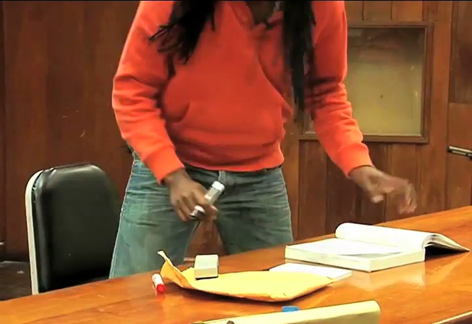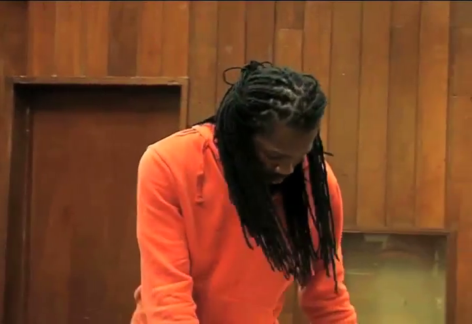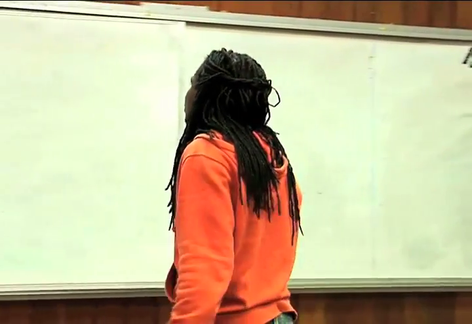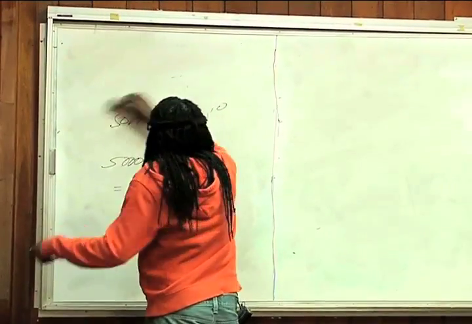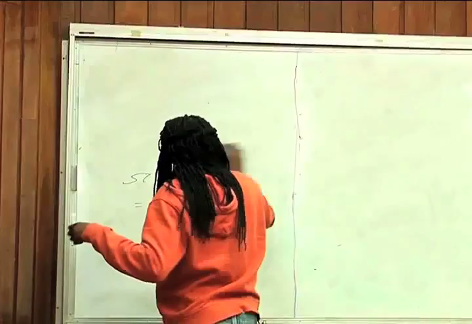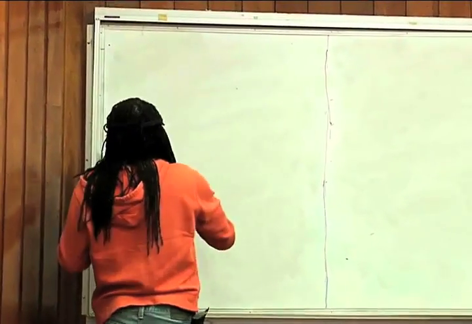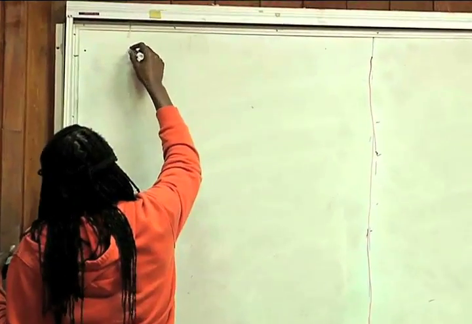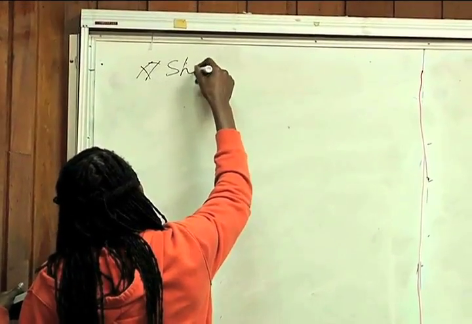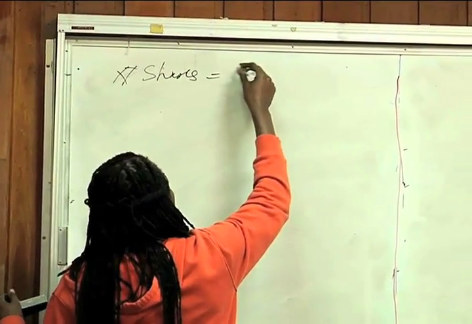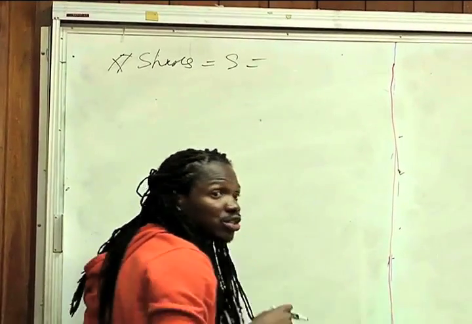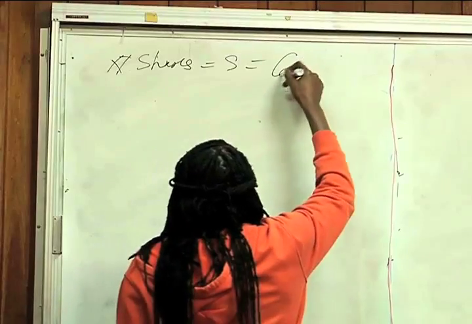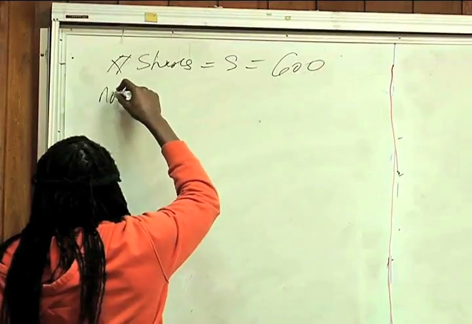So the first thing we have to say: what do we know? The man has 600 shares. How many shares does he have? 600. We know the number of shares. We know the nominal value. What's the nominal value? 50 cents.